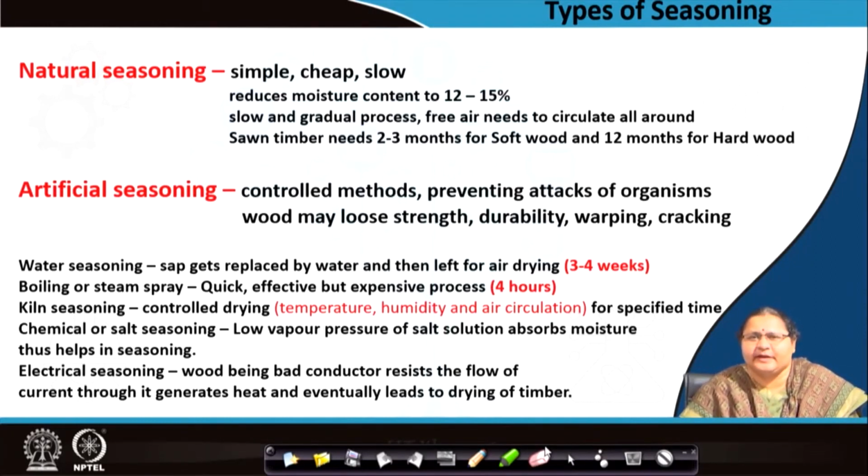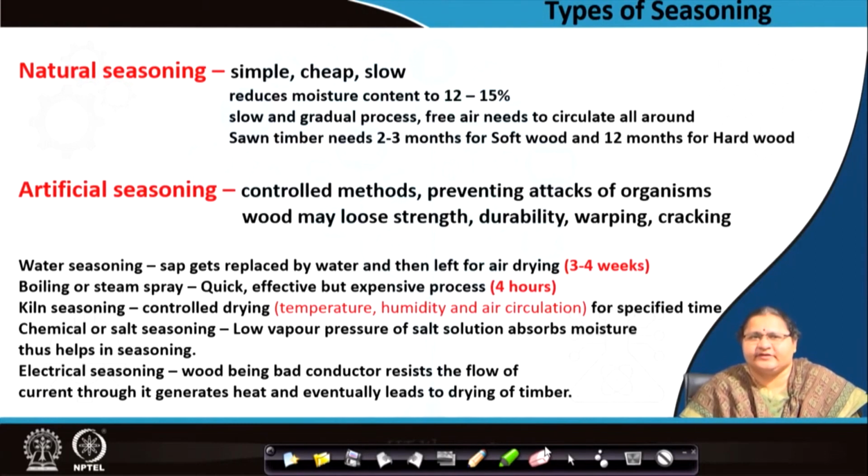So, this also has to be done for a specified time. Depending on the type of wood, whether it is hardwood or sapwood, whether it is softwood or hardwood, you have to do the control. Next you see it is chemical or salt seasoning, where a low vapor pressure salt solution absorbs the water or the moisture from the tree trunks, the logs. This helps in the process of seasoning, as this low vapor pressure allows the moisture to come out.